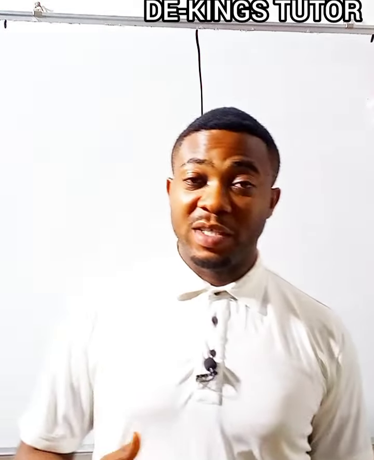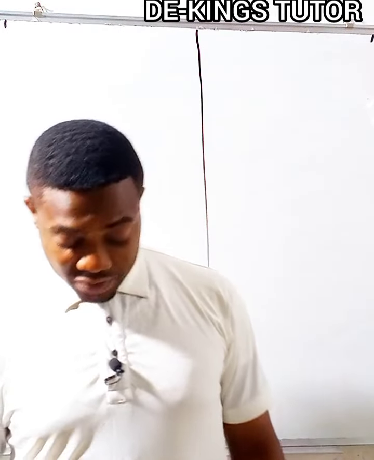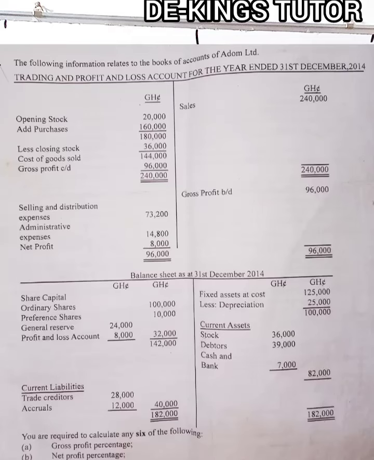Now I want to solve a question relating to ratios. Okay, now let's solve this question relating to ratios. The question says the following information relates to the books of account of Adam Limited.